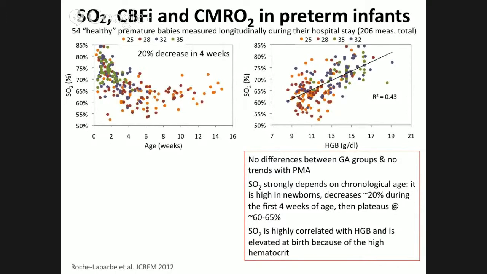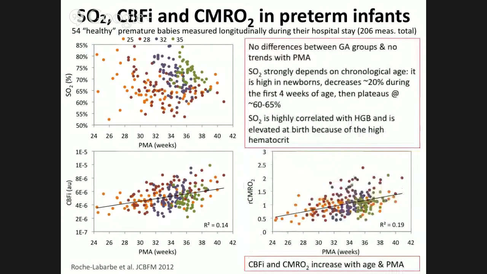And we also find that it's highly correlated with hemoglobin concentration. And so that's why SO2 is elevated at birth, because you've got higher hematocrit as you go from that fetal to neonatal hemoglobin transition. We also looked at CBF and CMRO2 and saw increases in both parameters with post-maturational age and with age. I'm not showing age here, but we saw it with age as well.